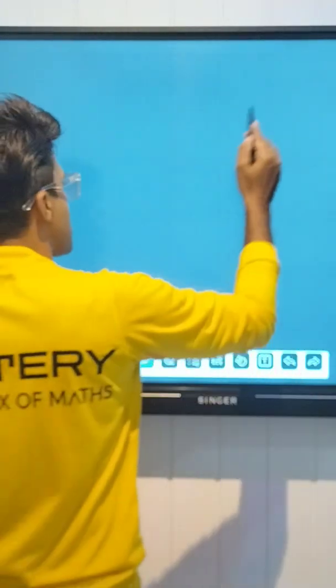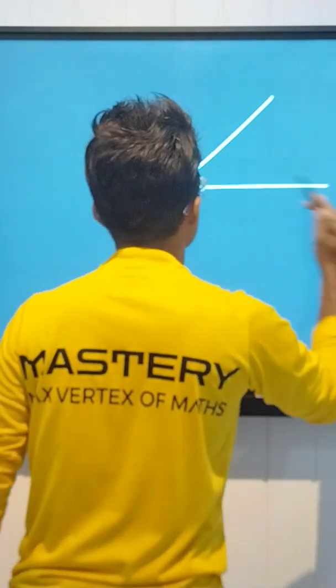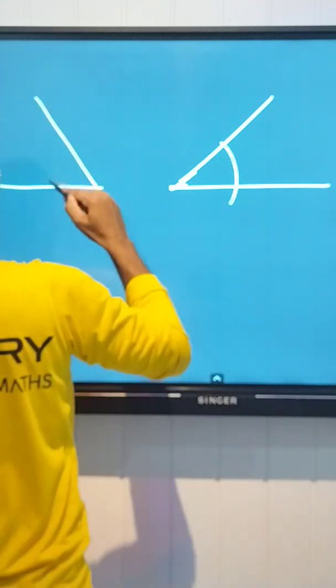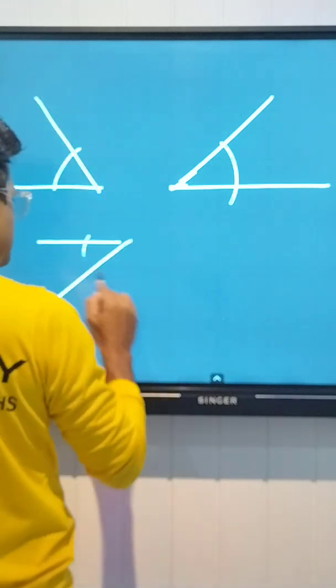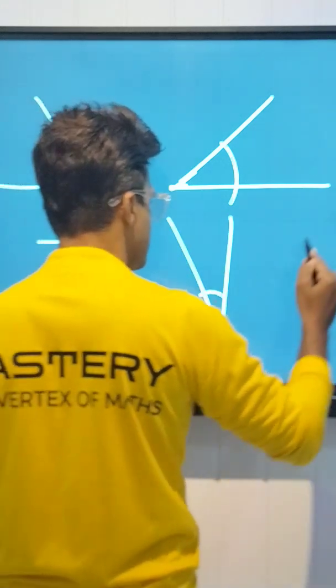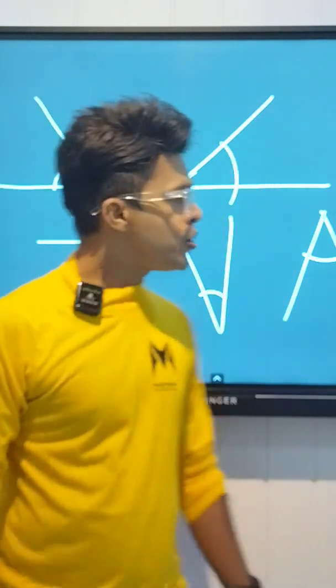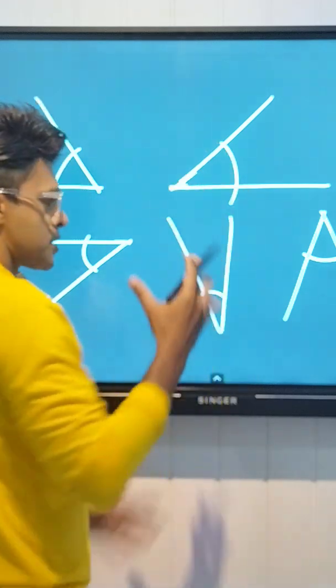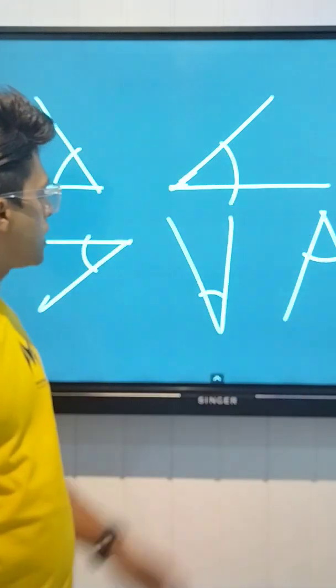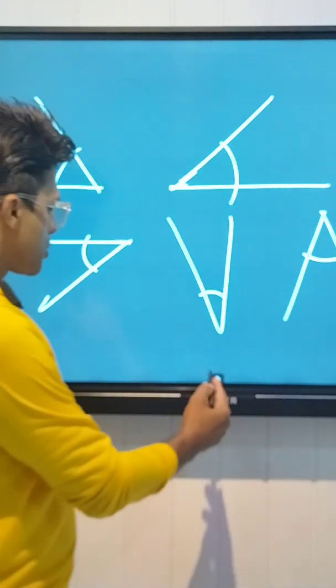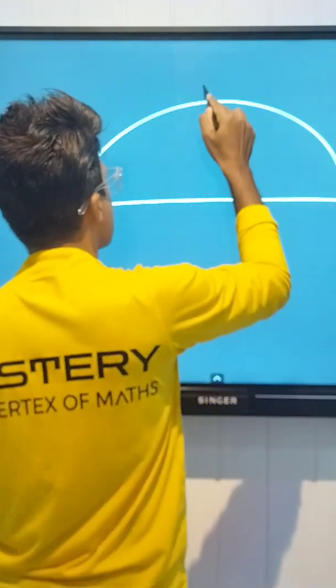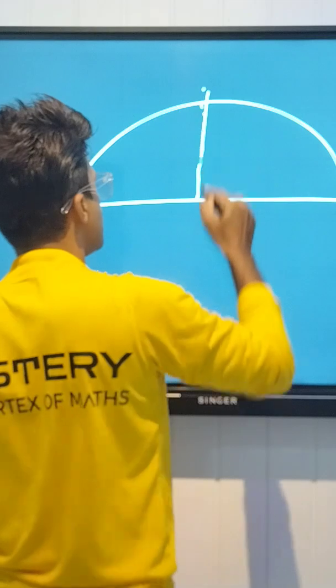Okay, so the first type of angle is this type of angle, right? How do we identify this type of angle? Basically, just take a look at these types of angles. The instrument that we use to measure the angles in maths is the protractor.